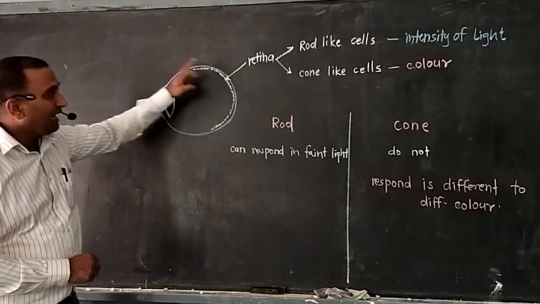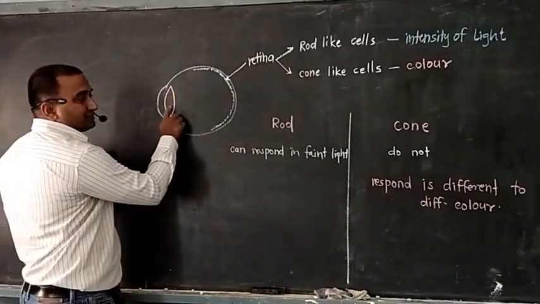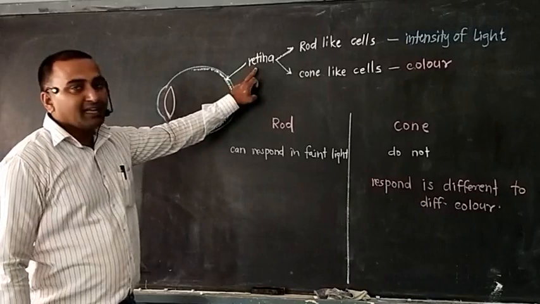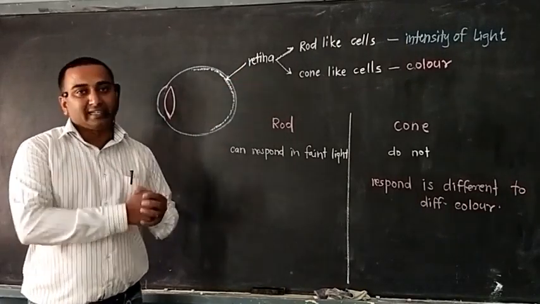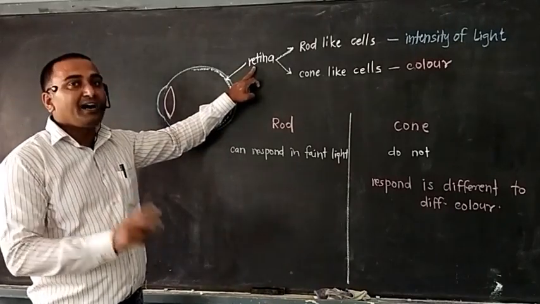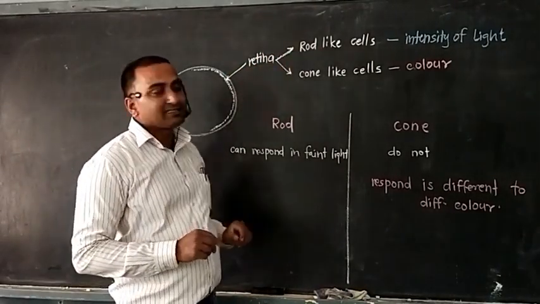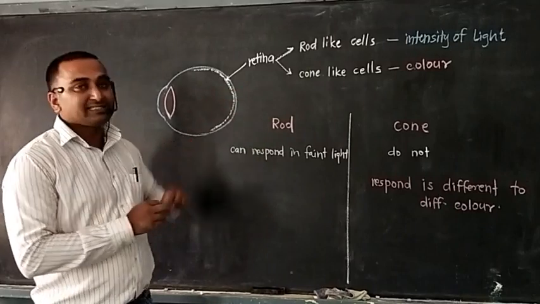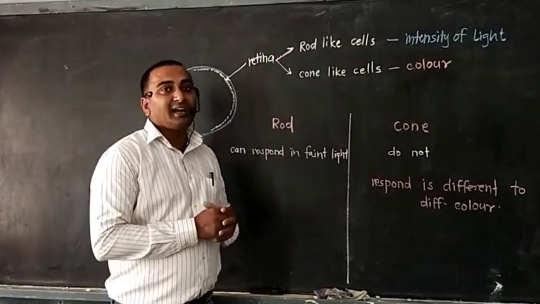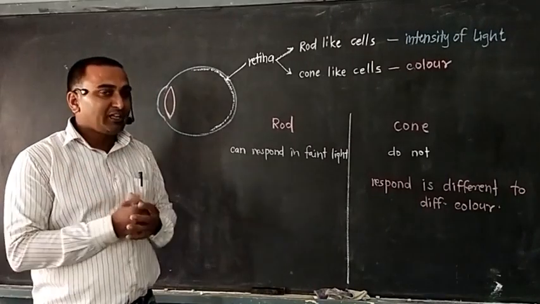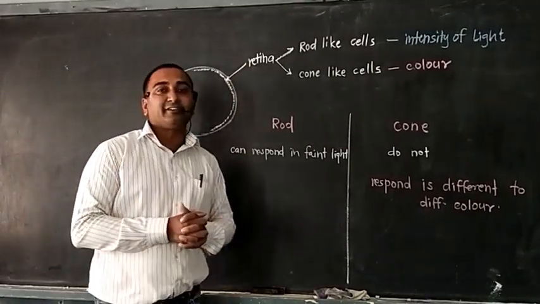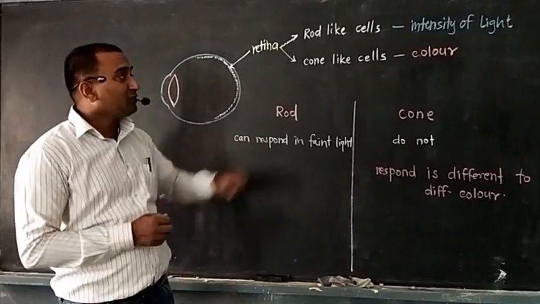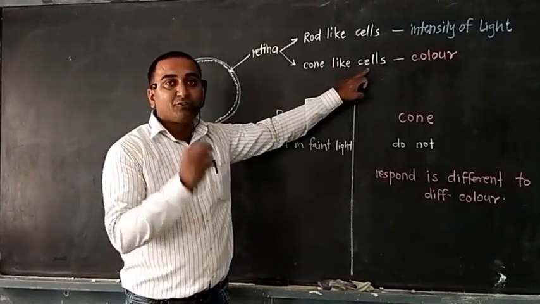This is the eye lens or eyeball, and behind this lens we have the retina, where we get the actual images. The retina is nothing but light sensitive cells. These light sensitive cells are of two types: rod like cells and cone like cells. This is a very informative point. Rod like cells are sensitive to the intensity of light, meaning they can detect dim or bright light easily, but cone like cells are sensitive to colors.